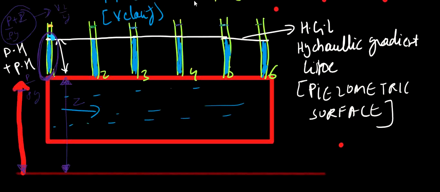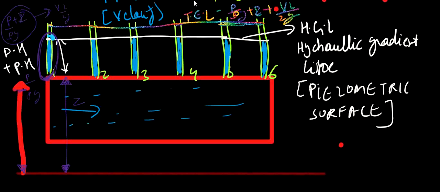And if I now join the total headline, or you can say the locus of all the total heads at different points, it represents the total energy line. It is nothing but the summation of pressure head P by rho g, datum head Z, and the velocity head V square by 2g. I hope this is clear.